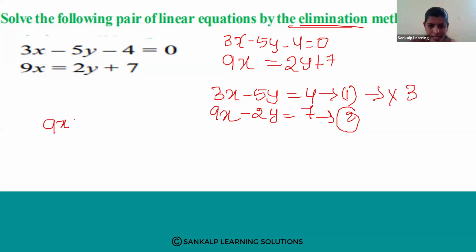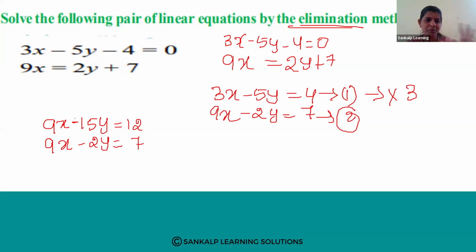3 into 3, it is 9x minus 5 3s are 15y is equal to 4 3s are 12. So the second equation is 9x minus 2y is equal to 7. Now observe here. Here also plus is there. Here also plus is there. When the signs are same, we cannot eliminate. We cannot cancel. So what should we do? For it to be eliminated, we need to change the signs. So here minus, plus, minus.